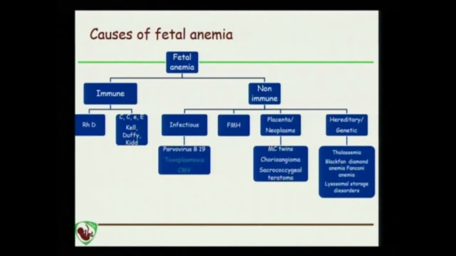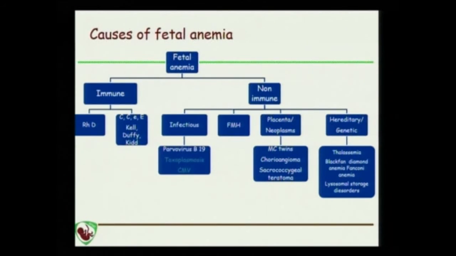Now, if you have ruled out that it is an immune cause, then it can be non-immune. And this is important because although it can be rare, for that mother it will be devastating to sometimes have an anemic fetus of no known cause, or an anemic fetus which is recurrently having a similar problem. So what are the conditions here? One is infections, and the most common one is parvovirus B19, and of course toxoplasma and CMV can also give rise to anemia in the fetus.